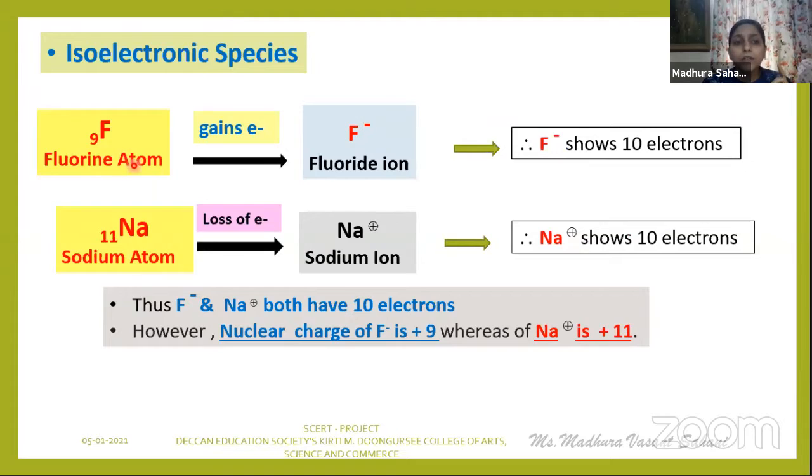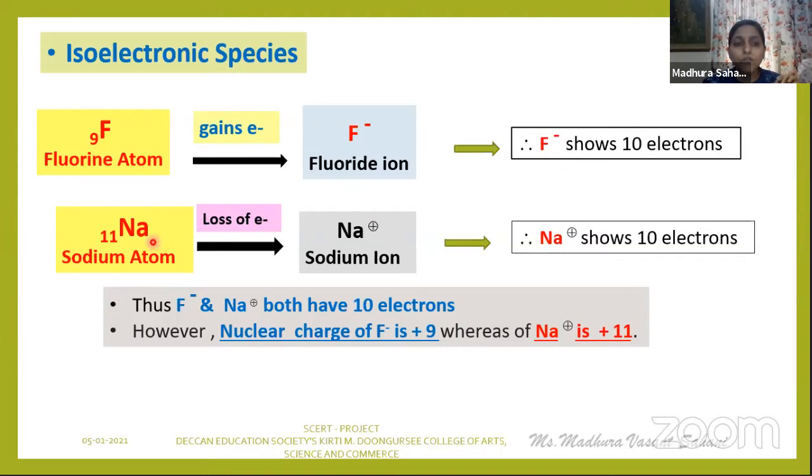Now see here. Here we have taken the example of fluorine atom. Atomic number of fluorine atom is 9. Means for the fluorine atom there are 9 protons and 9 electrons. Now you know how the anions are formed. When an atom gains one or more electrons, it results in the formation of anion. So when fluorine atom results in the formation of fluoride ion, how does it form? When the fluorine atom gains one electron, it results in the formation of fluoride ion. For the fluorine, it has 9 protons, 9 electrons. So after gaining 1 electron, now the fluoride ion will show total 10 electrons, but your proton number will remain the same, that is 9.